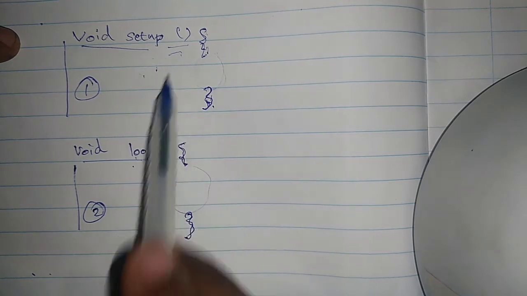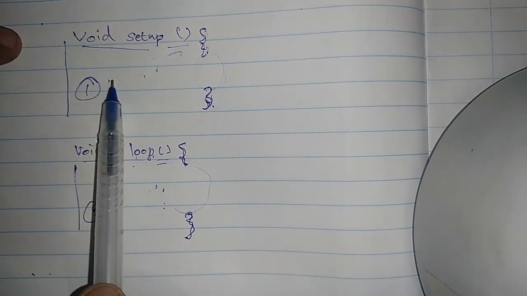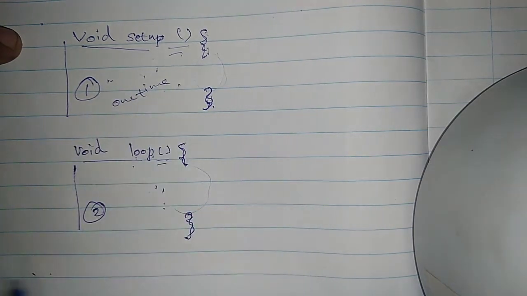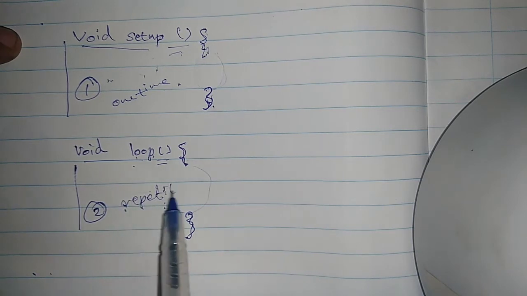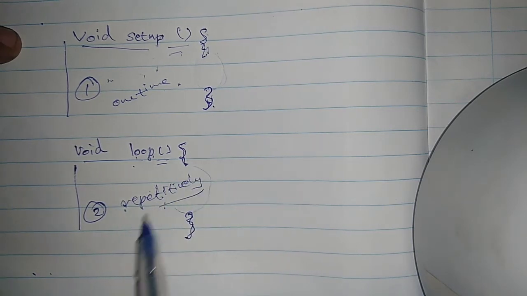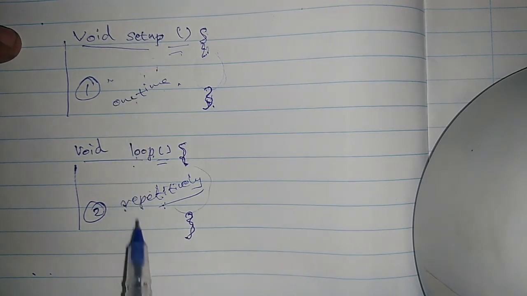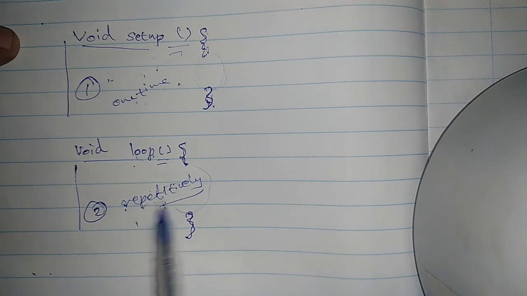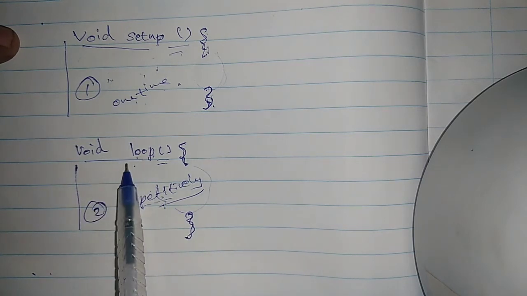So why do we need two blocks? The first block is to do things one time only. This is something we write to do things one time. This block we write to do things repetitively. If you want to do something continuously, you can write here. Some things we have to do only one time, some things we have to do repetitively. So whatever you want to do one time, you write within the void setup block. Whatever you want to do repetitively, you write within the void loop block. I hope that is clear.